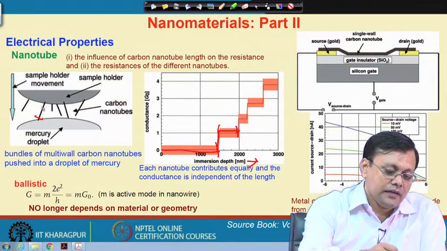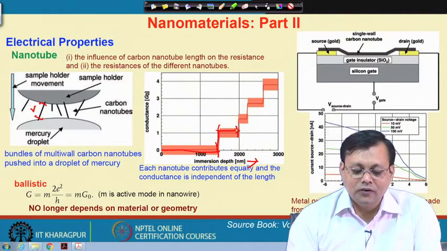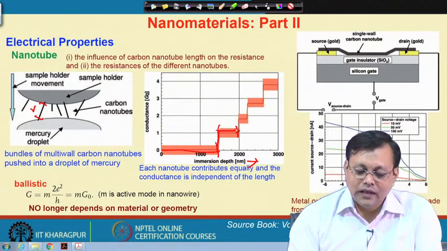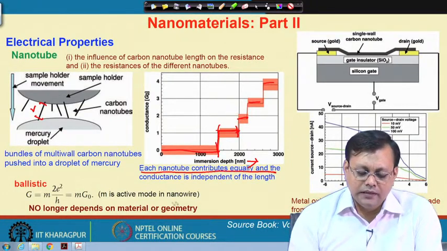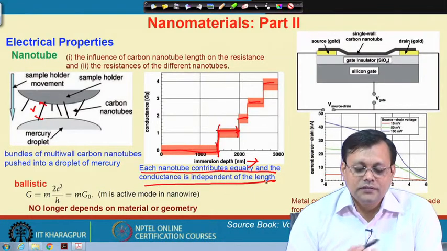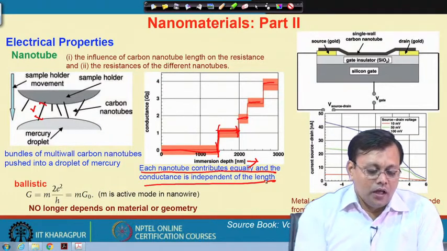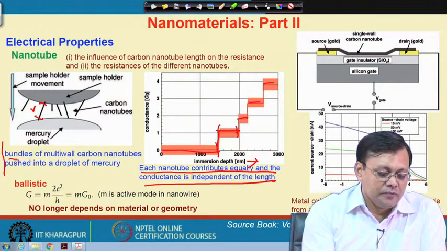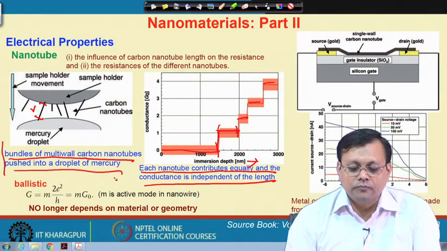So, this length I am talking about is decreasing, but there is no change of the conductance actually, you see, and again more active modes are increasing and so on. So, each nanotube contributes equally and the conductance is independent of length. This is the typical feature of the nanomaterial, right. So, this is a very clever experiment with the bundles of multi-wall carbon nanotube pushed into a droplet of mercury.